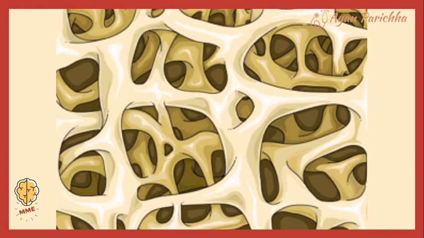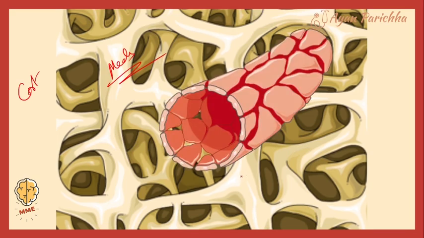Right now, let's come into the bone marrow. We are back into the bone marrow. Now, not bone marrow, actually we are within the bone. So this is the cortical bone. This is your medullary bone, right? Now what happens in the bone marrow, we have certain capillaries. These capillaries are known as sinusoids.